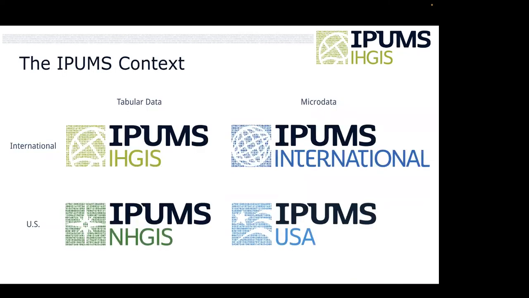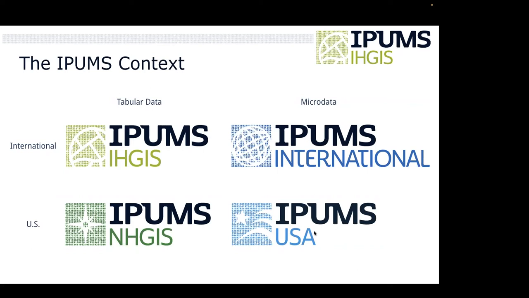Within IPUMS overall, we have 4 projects that deal with census data. So these are complete enumerations of the population in the country at a given time. And those kind of fall out in 2 dimensions. So we have international census data in IHGIS and IPUMS International. And we have US census data in NHGIS and IPUMS USA.